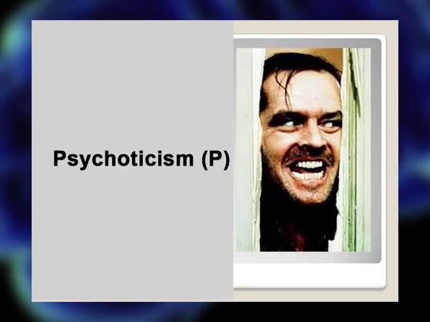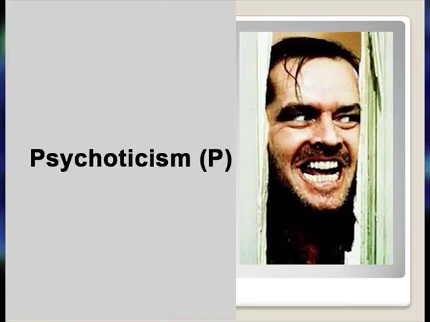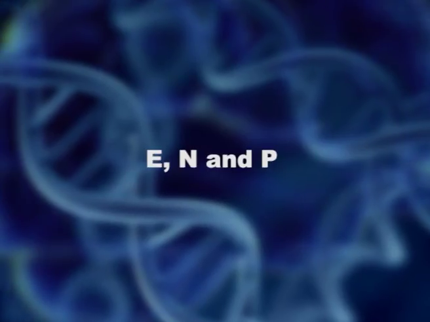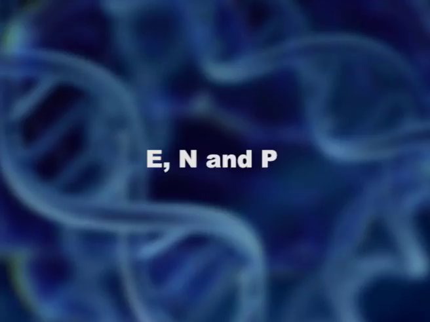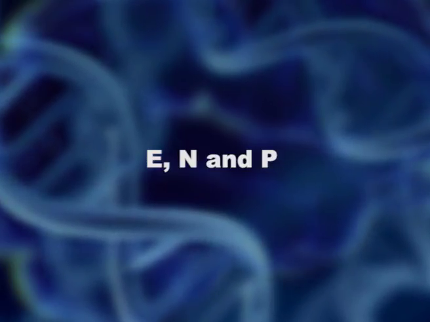Eysenck later added a third dimension of personality, that is psychoticism, denoted by P. People who score high on P are aggressive, antisocial, cold and egocentric. Eysenck was less clear on how P related to the functioning of the nervous system. According to Eysenck, E, N and P are determined largely by genetics.